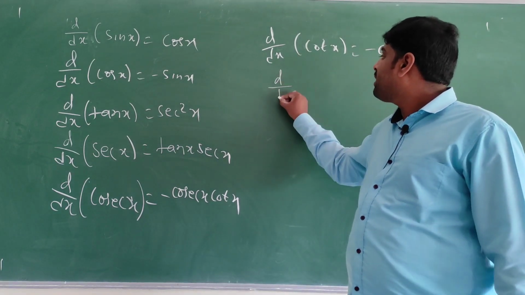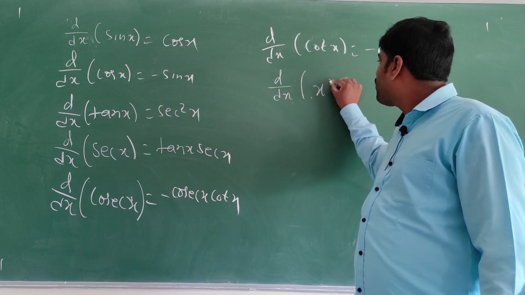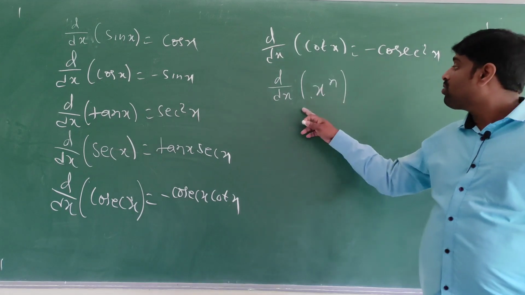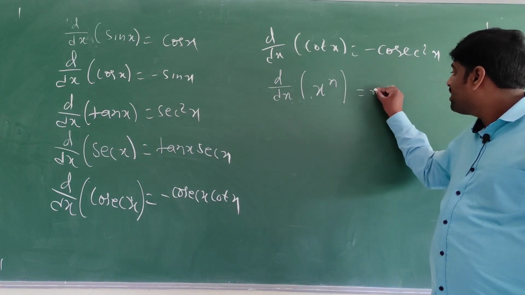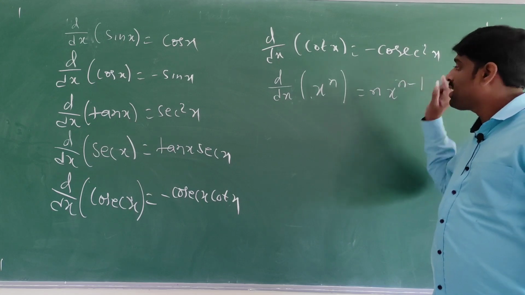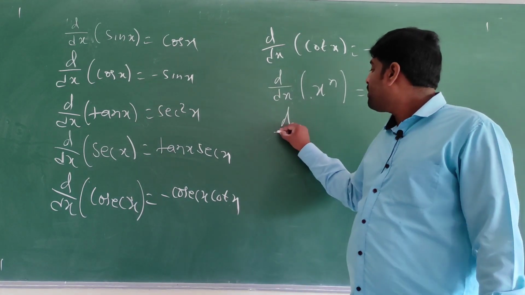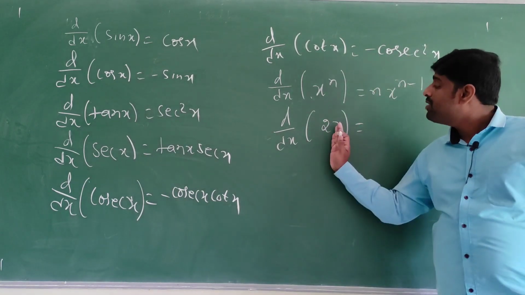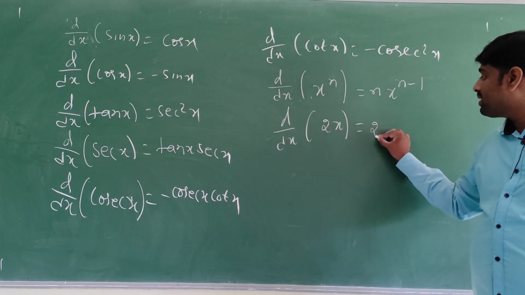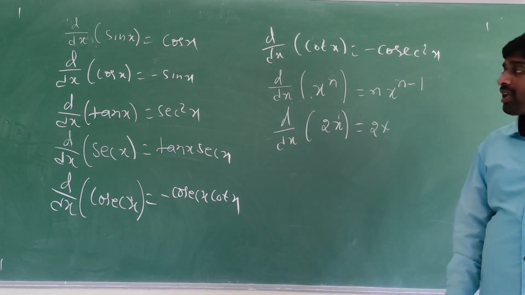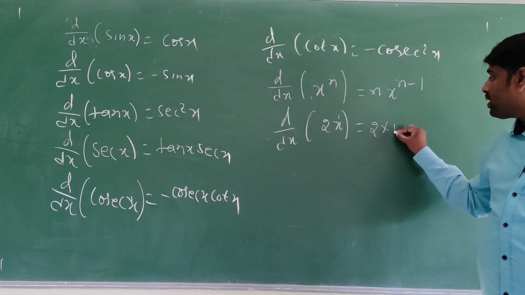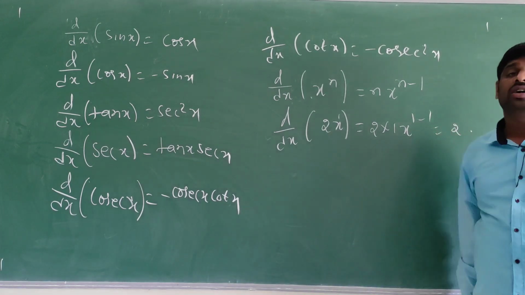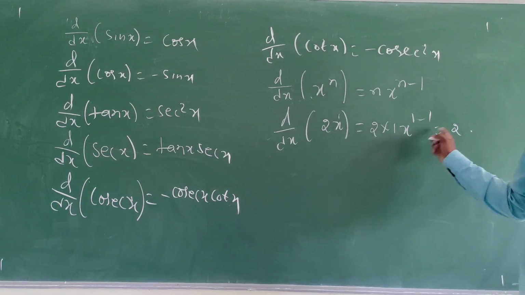Now d by dx of x to the power of n. This is the general formula: d by dx of x to the power of n is n into x to the power of n minus 1. Take d by dx of 2x. The 2 we take outside, as it is. Here the power of x is 1, that means the n value is 1. So it is 1 into x to the power of 1 minus 1, that is x to the power of 0. Anything to the power of 0 is 1. Therefore the answer is 2.